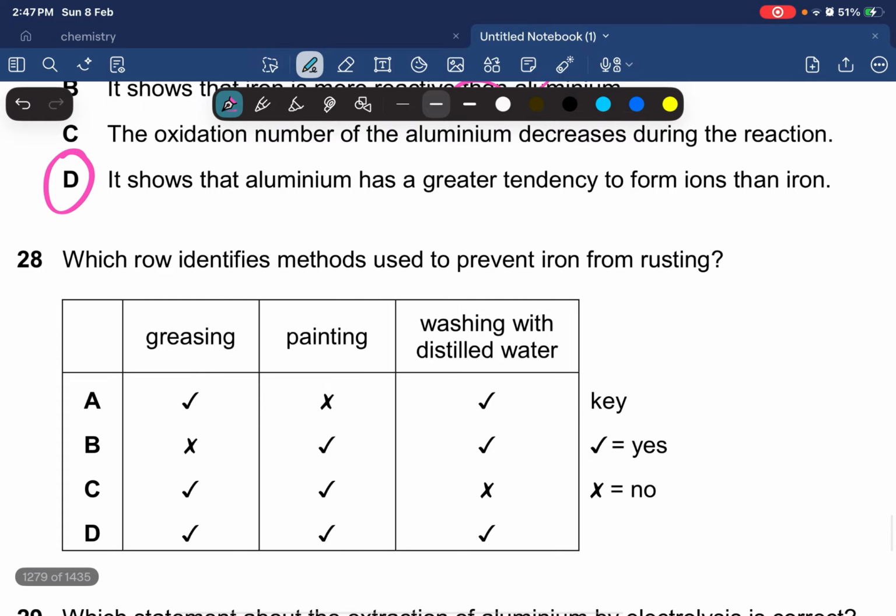Which identifies methods used to prevent iron from rusting? Greasing, painting, washing. Why would you wash it with distilled water? Do you want it to get rusted? If you have oxygen and water, you're going to get rusting. So definitely not this. You're greasing and painting because that's going to prevent exposure of water vapors and oxygen to the metal. So this one.